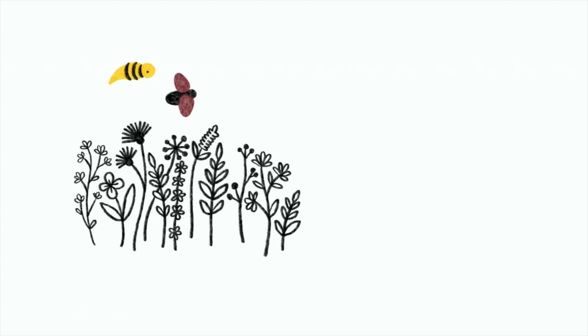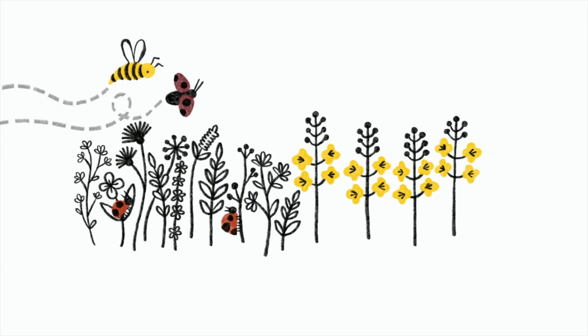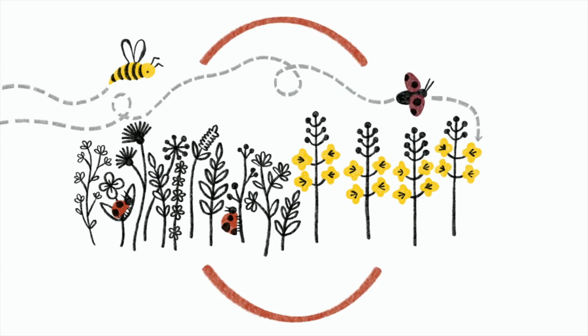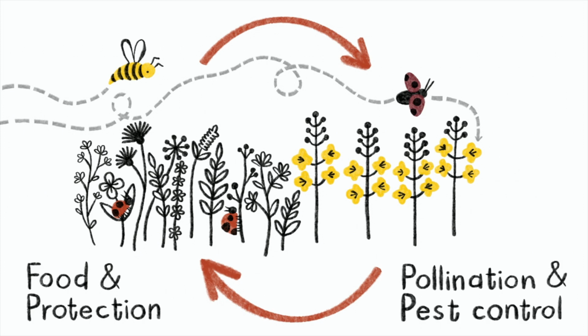Returning to that flowery insect pollinating example, the farmer cultivates flower strips with specially selected flower species, to which beneficial insects are particularly attracted, as they provide food and protection year-round. In return, the insects pollinate the rape blossom or eat the pests, so it's a win-win.